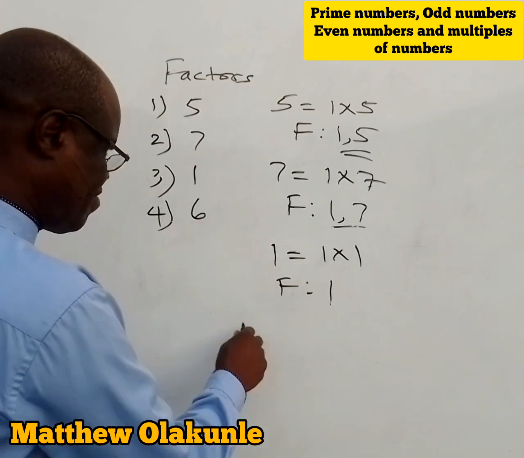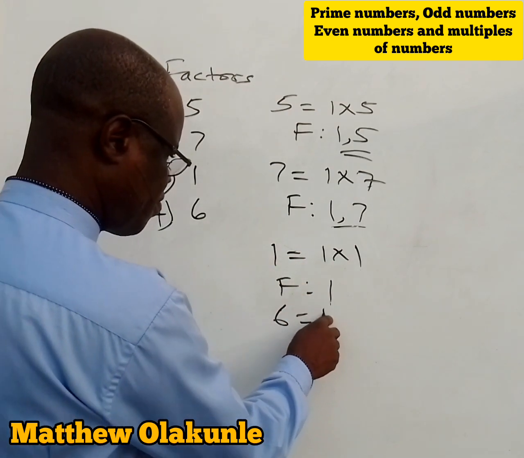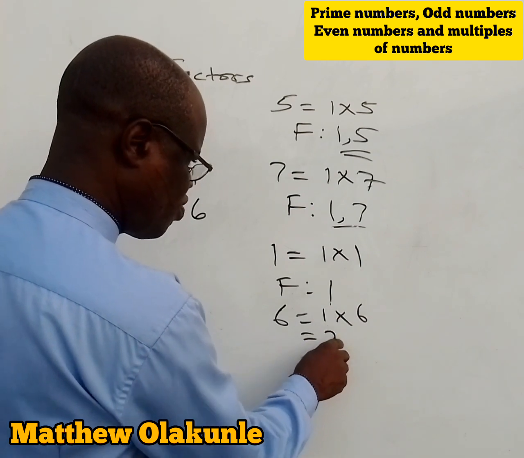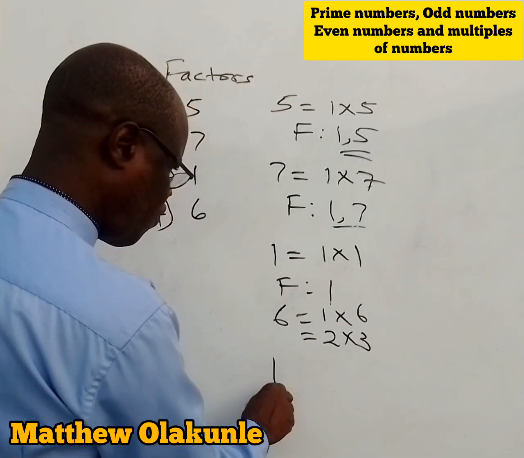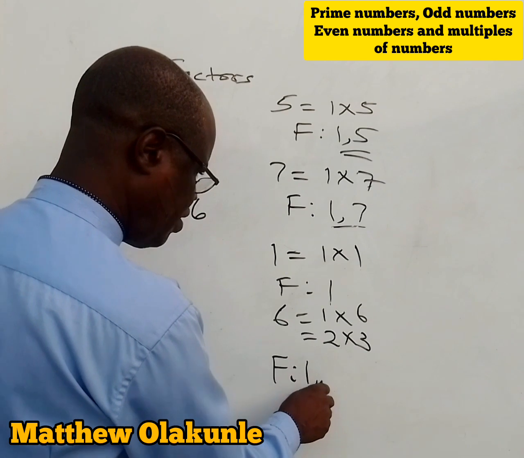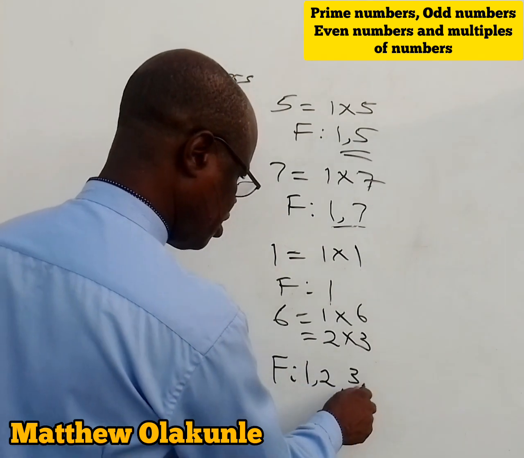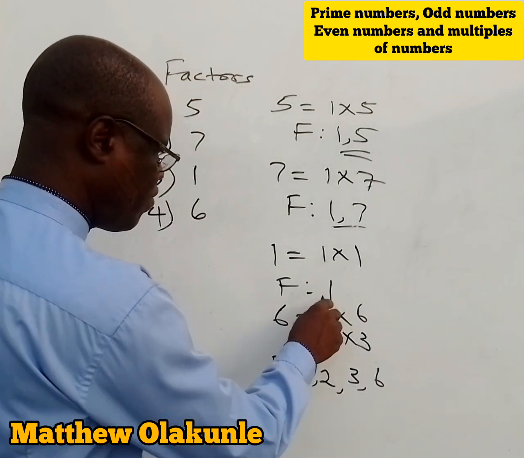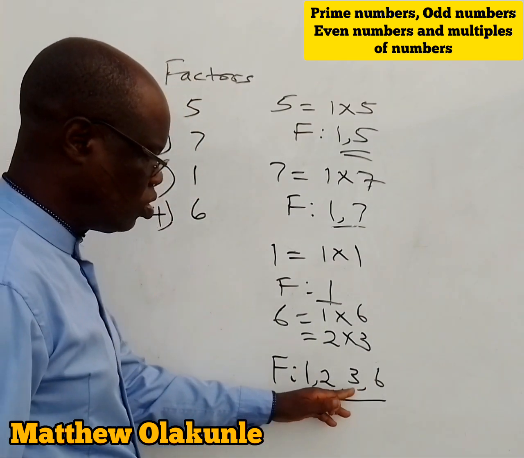Now look at this 6. 6 is the same thing as 1 times 6, and it's also the same thing as 2 times 3. So the factors are 1, 2, 3, and then 6. In this case, you have 4 factors.